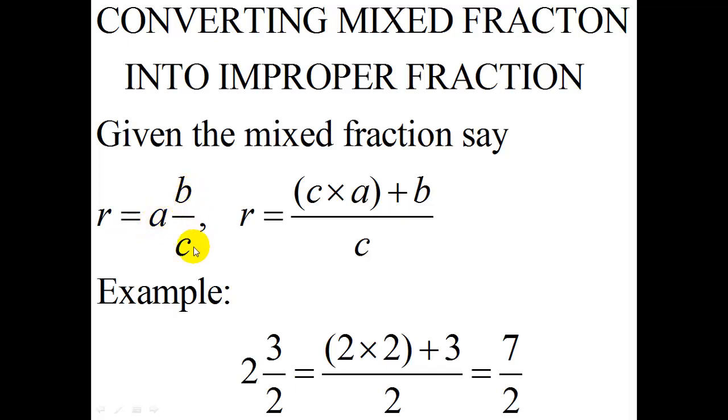Then we divide the results by C. So we have R equals (C times A plus B) all divided by C. That is C times A, plus B, which is the numerator of the fraction, all divided by C, which is the denominator of the fraction.